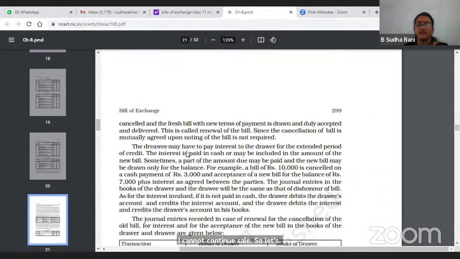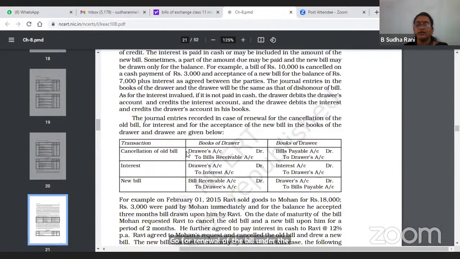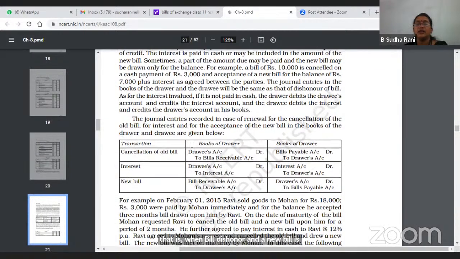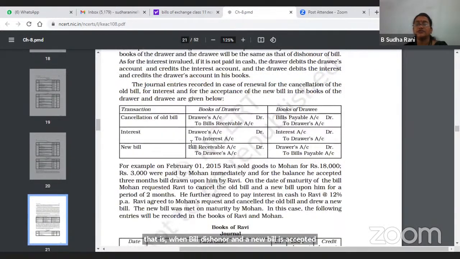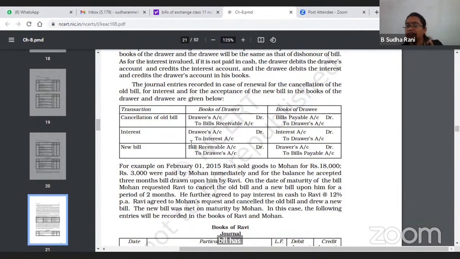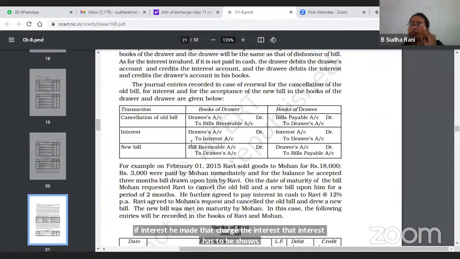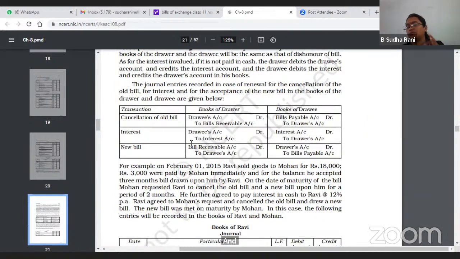Under the renewal of bill, that is, when a bill is dishonored and a new bill is accepted. In case of dishonor of the bill, generally when the new bill is written, the drawer will ask: first, the old bill has to be cancelled. Second, if there is interest, he may charge the interest, and that interest has to be entered. And third, writing a new bill for the amount. These are the new entries you will get in both the books.